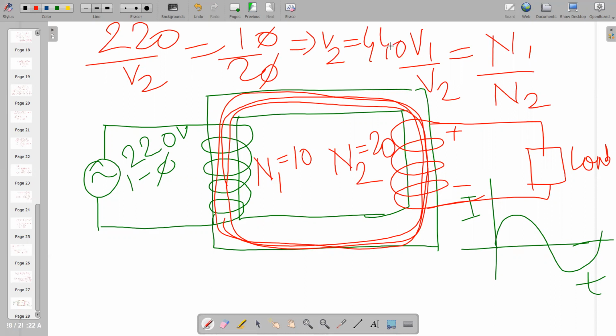If we increase N2, it will produce higher voltage. If we make N2 lesser than N1, it will be a step-down transformer. Okay.